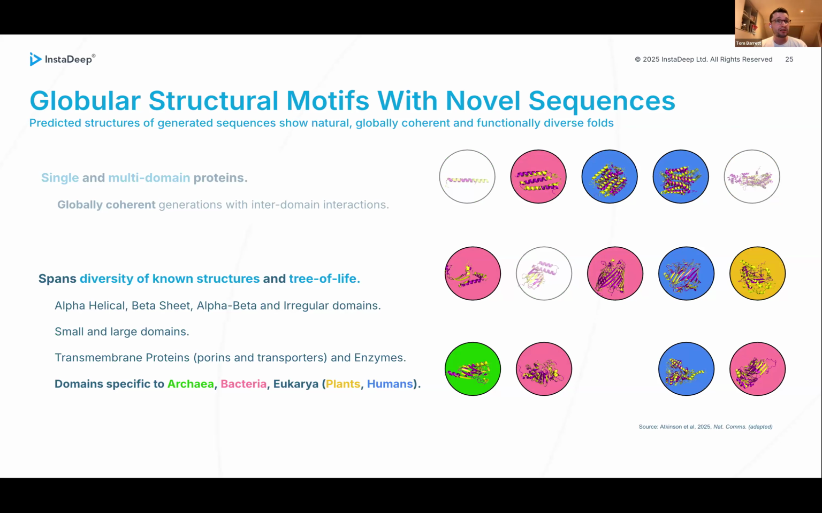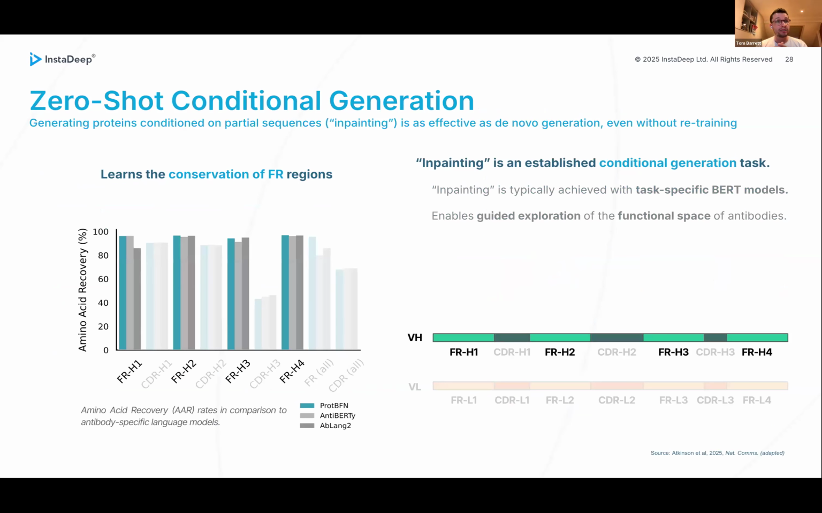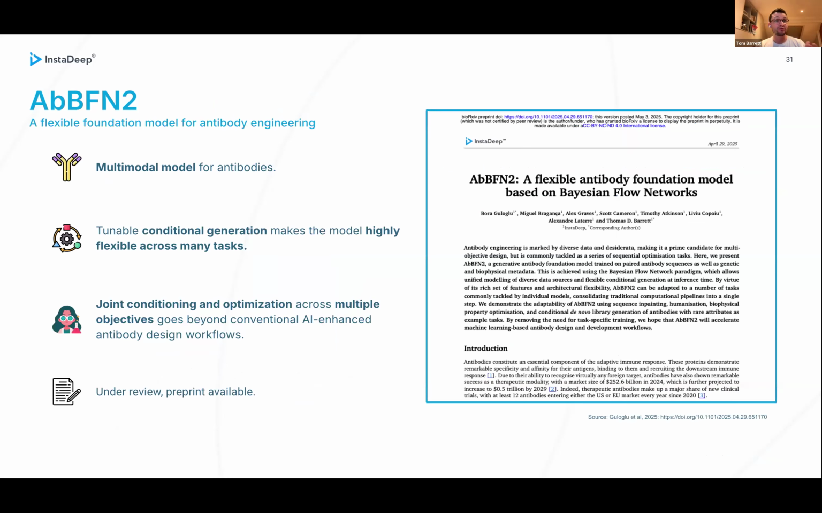Now, the next part of this is to look at that conditional generation, right? This tells you we've learned the underlying distribution really well, but it doesn't say whether we can then do something useful with it. So we do have a whole section in the paper around doing this inpainting task on antibodies, on protein sequences, and showing how well that works in different cases. I'm going to completely skip this because this is basically the ABBFN1 model, and Bora is about to talk about ABBFN2, which is frankly much more advanced and much more impressive. So you can take my word for it.